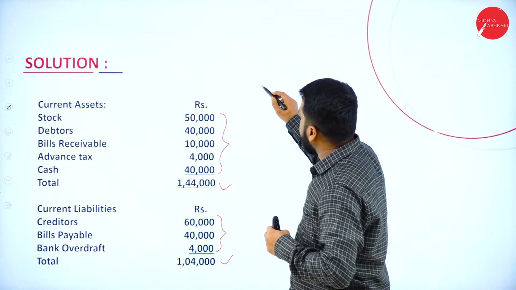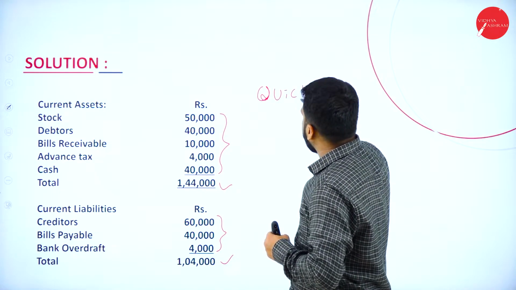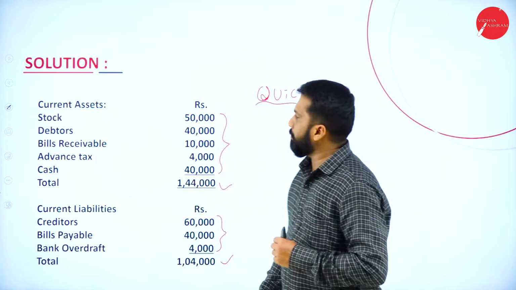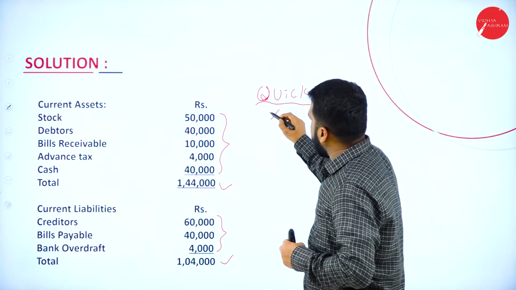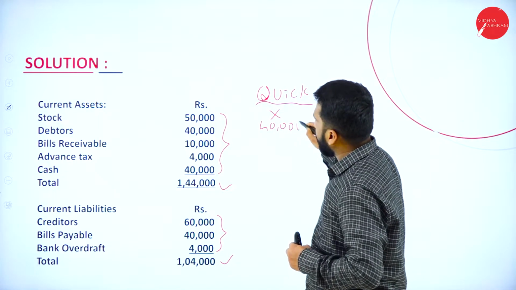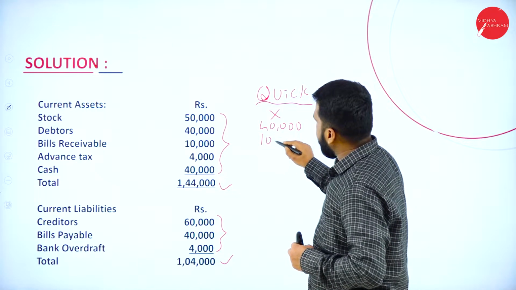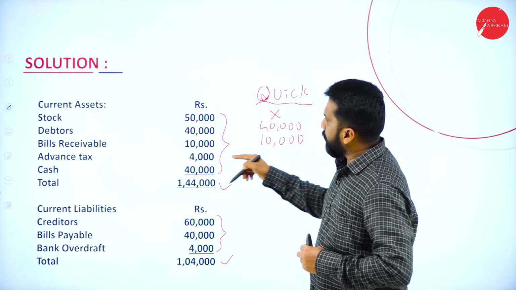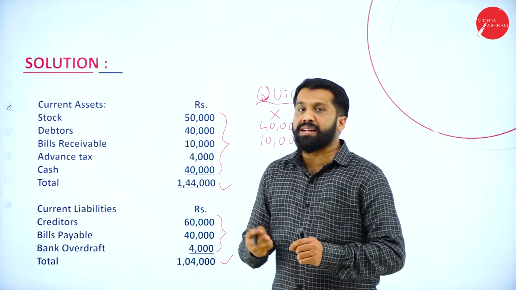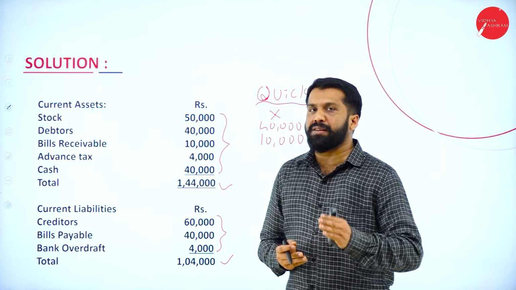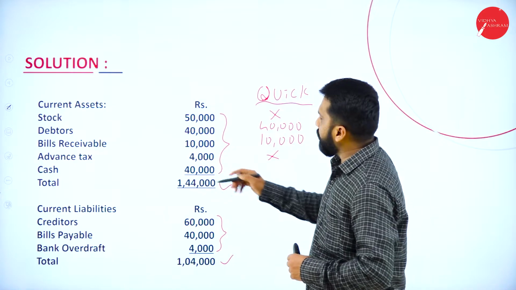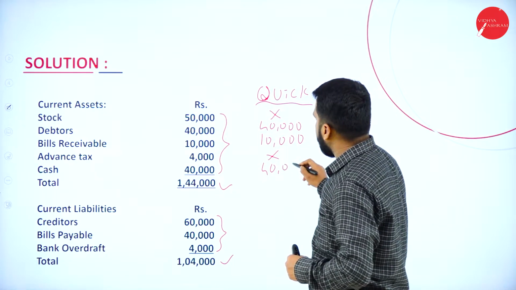These are current assets. So what is for quick asset? For quick asset, which are the two things we will not consider? Remember, the stock we will not consider. Debtors, we should take 40,000 and bills receivable is 10,000. Advance tax, should we take or not? Any expenses paid in advance or prepaid, we are not supposed to take. So we will not consider. And your cash is 40,000.